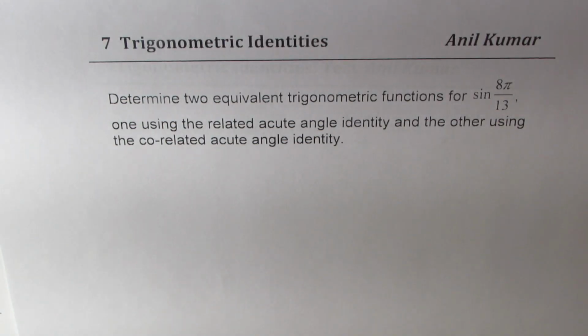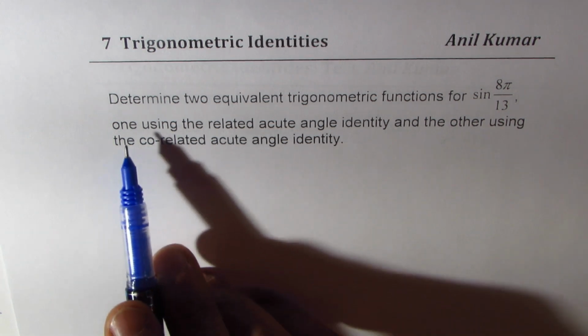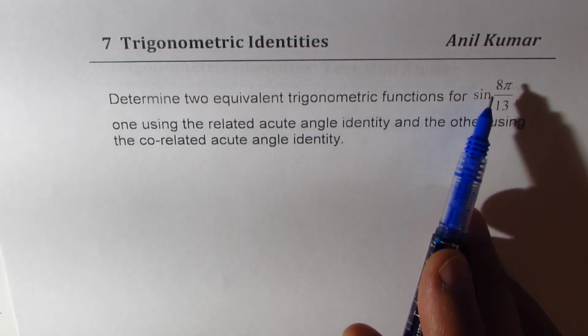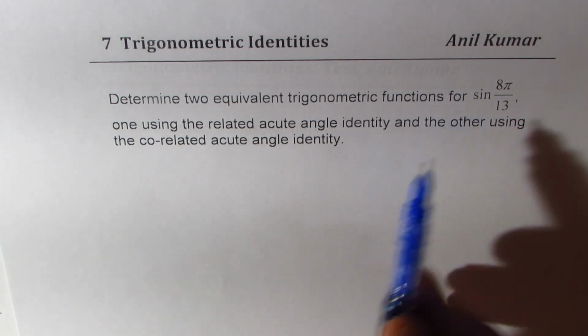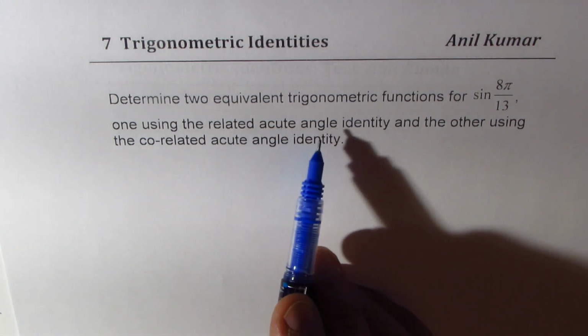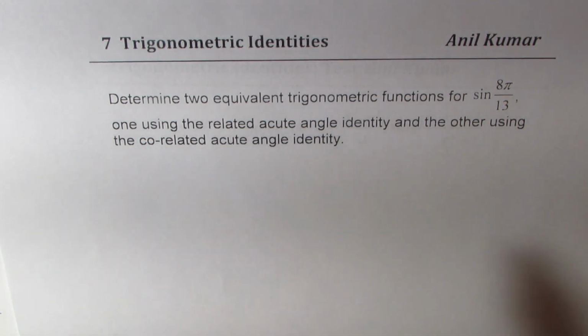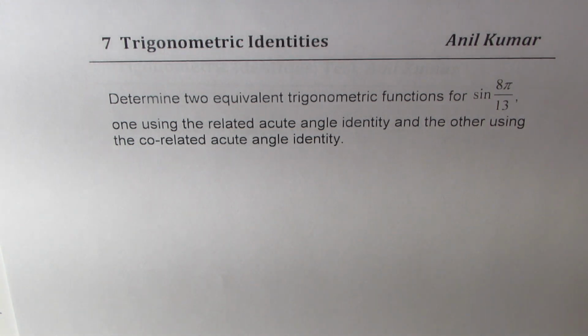Let's move on and take the next one. The question here is, determine two equivalent trigonometric functions for sine 8 pi by 13. One using related acute angle identity and the other using correlated acute angle identity. So read the question properly and then answer.